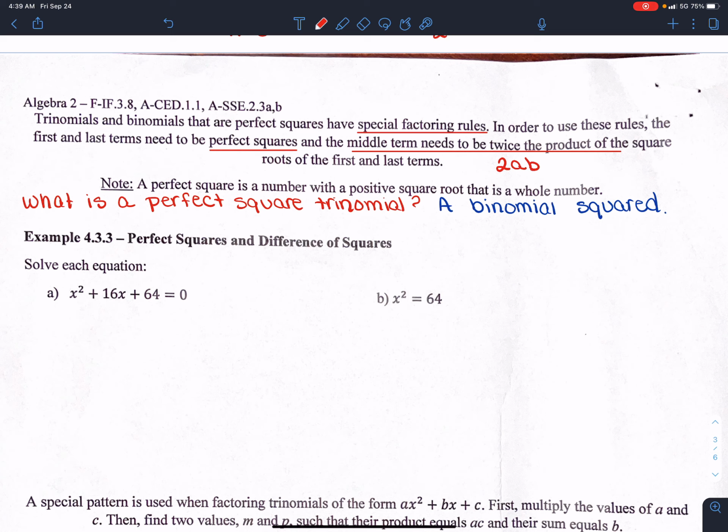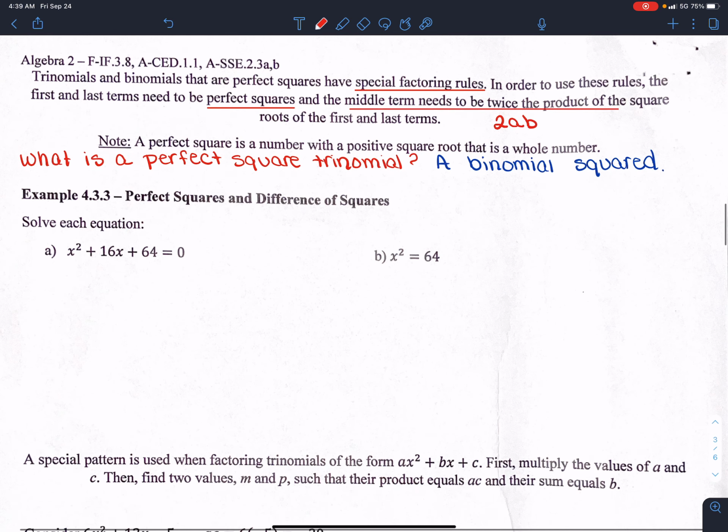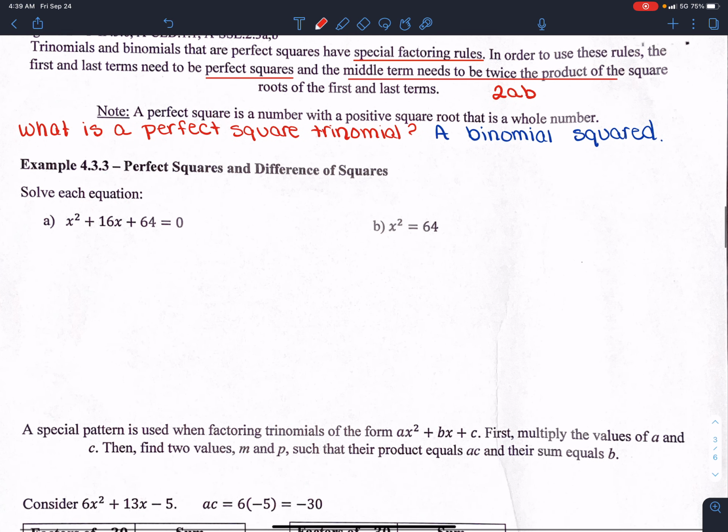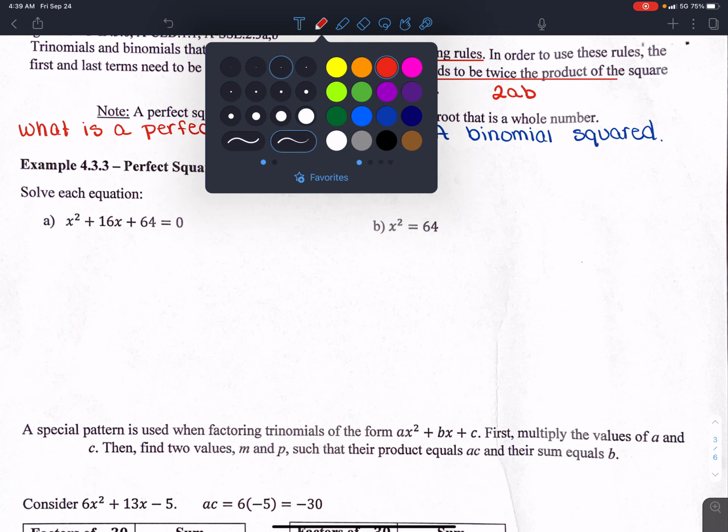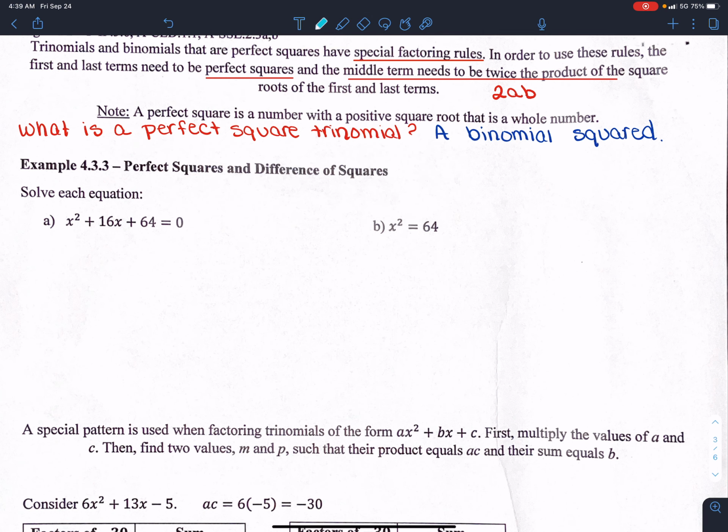A perfect square is a number with a positive square root that is a whole number. So what is a perfect square trinomial? Well, it's a binomial squared. Now, before we do that, there are some pieces of information that you need to know. You've got to at least have these down somewhere in your notes.